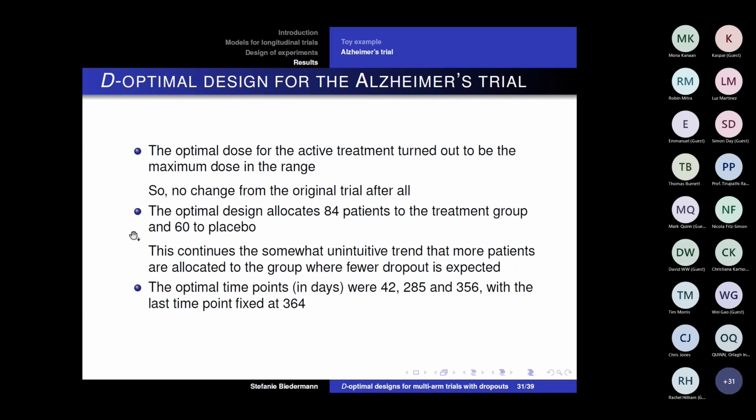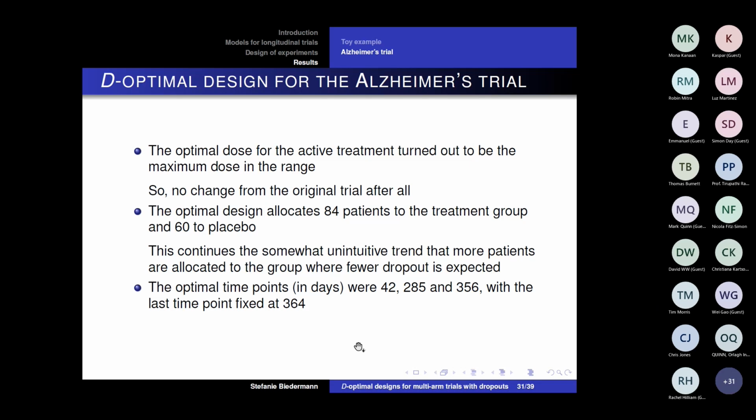So when we looked at the allocation of patients, we found that of our 144 patients, 84 should go into the treatment group and 60 to placebo, which is similar to what we saw in the toy example, in that the optimal design wants to put more patients in the group with less dropout. But still, in the toy example it was very close to equal allocation, and here it seems rather different. So we were not sure what to make of that, and I think we need to investigate the dropout mechanism. We fit it a bit more.